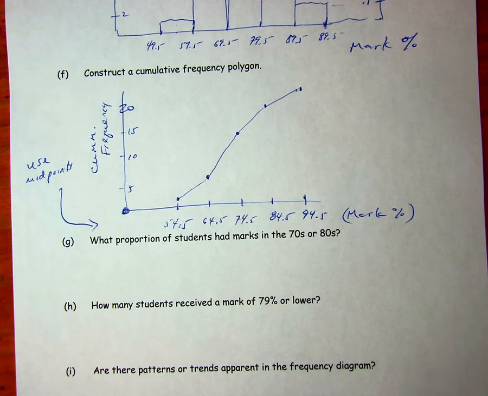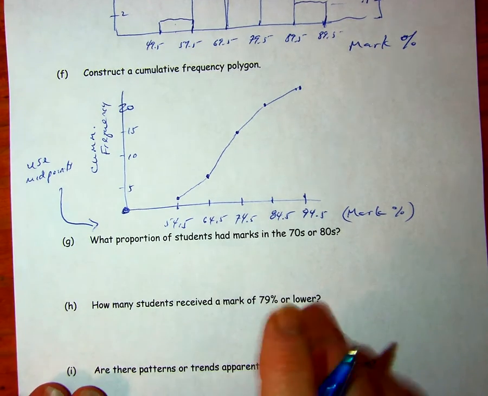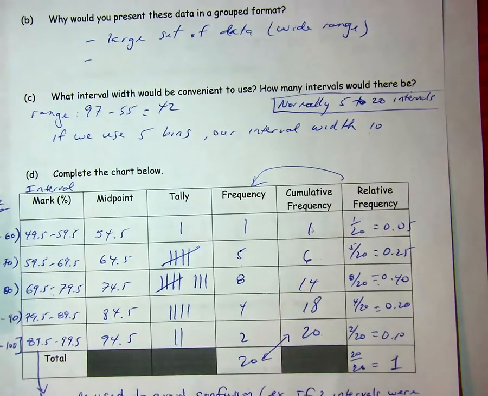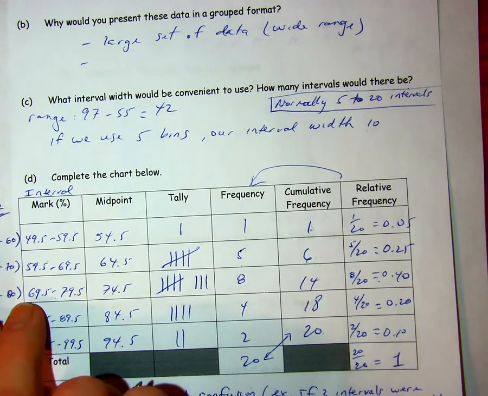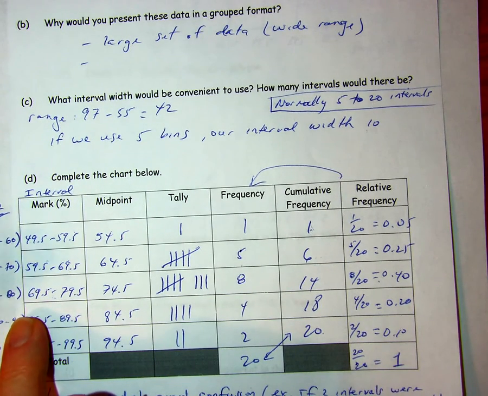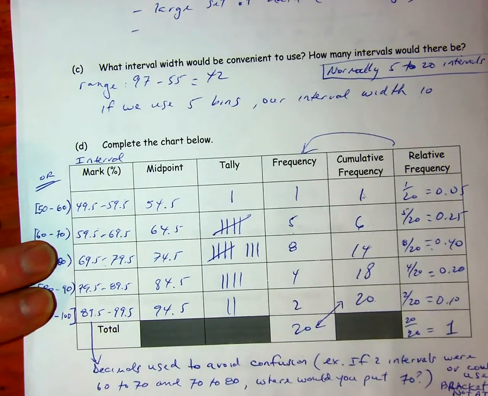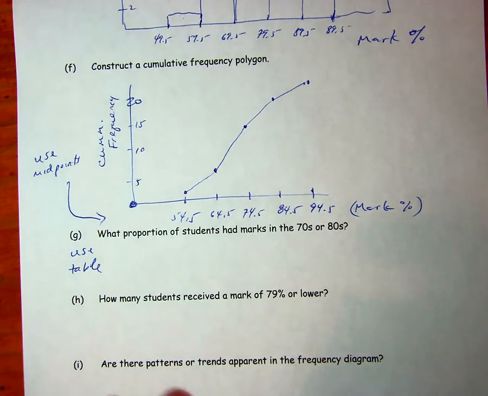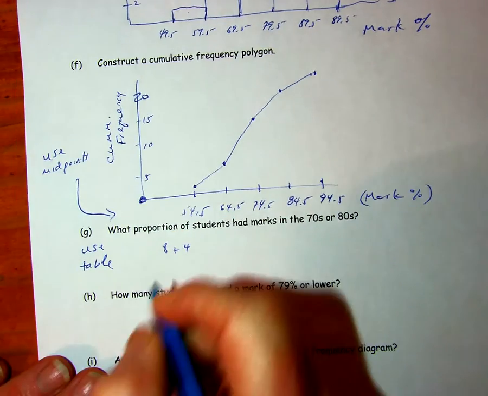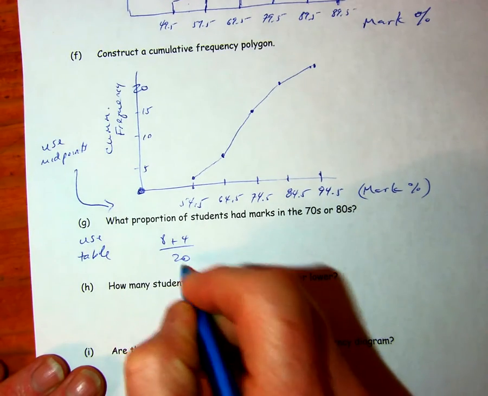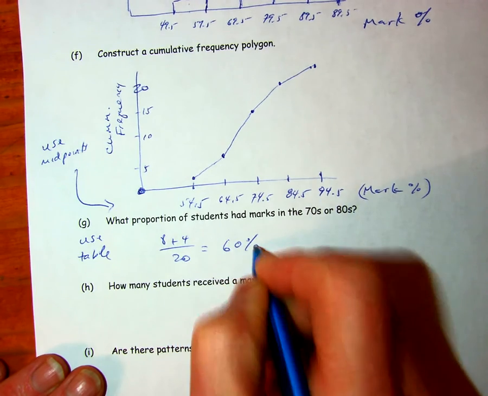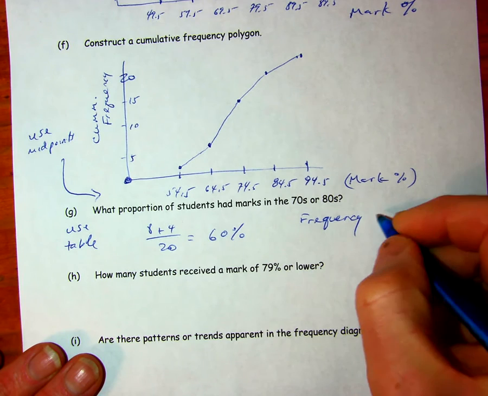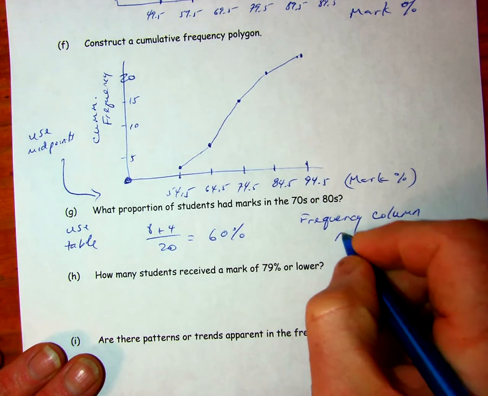All right. G. What proportion of students had marks in the 70s or 80s? So we're going to use the table. So 70s and 80s would be just that, right? These two columns together, right? So we're going to add 8 and 4. So it's 8 plus 4 out of 20 equals 60%. So what did we use? We used the frequency column of rows 3 and 4.